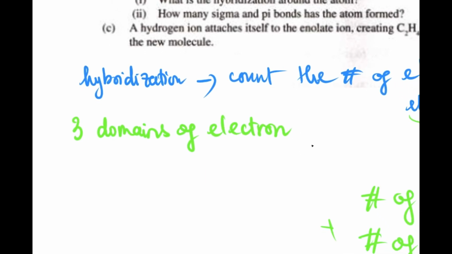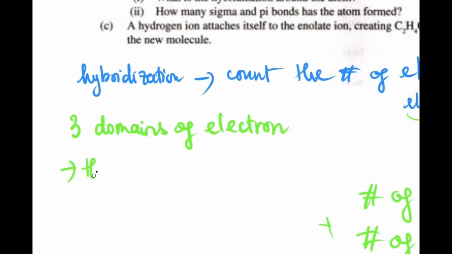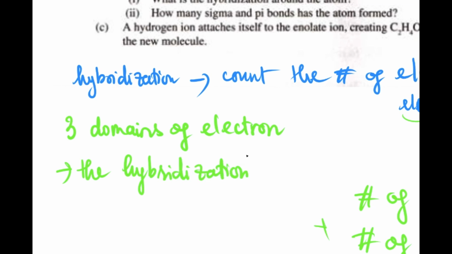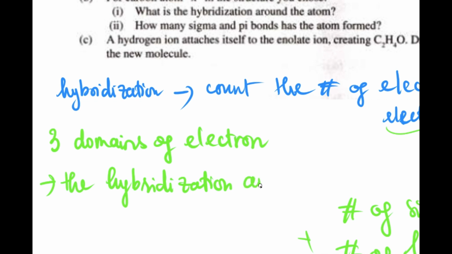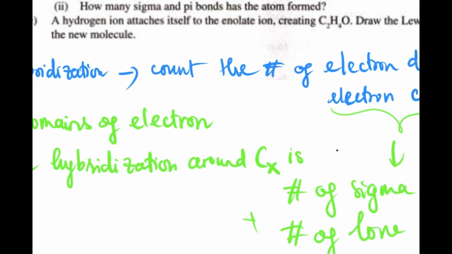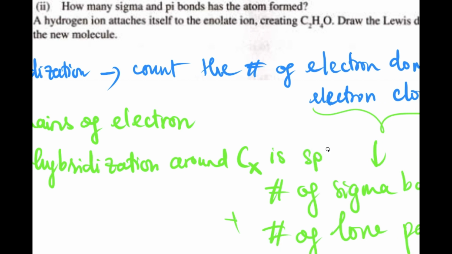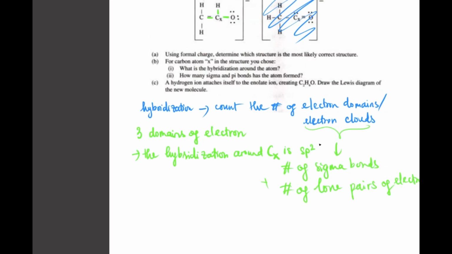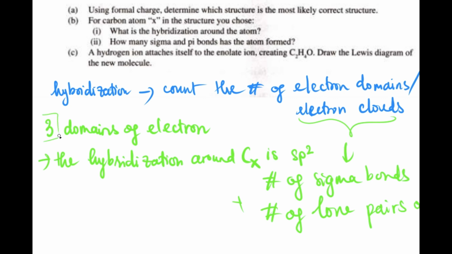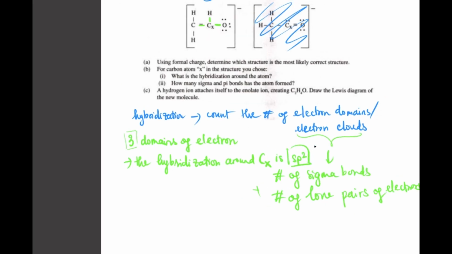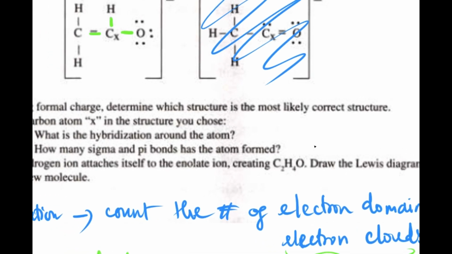And then we can conclude that the hybridization around carbon X is sp2 because it has 3 domains of electrons, so it's going to be sp2. So the answer would be sp2.